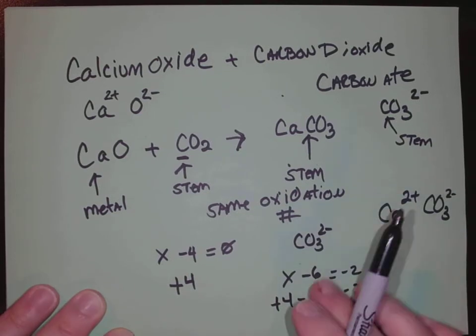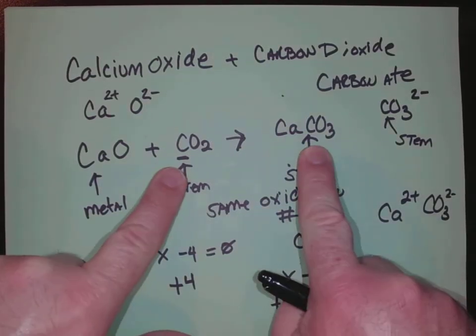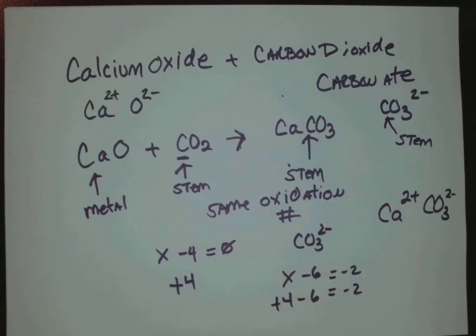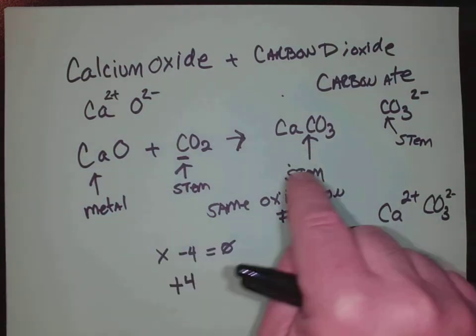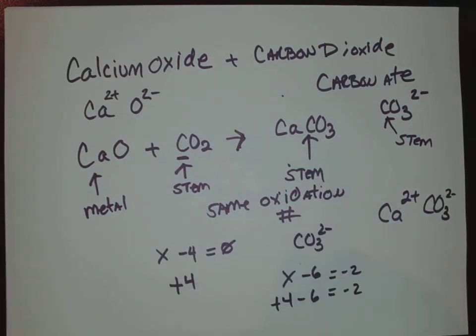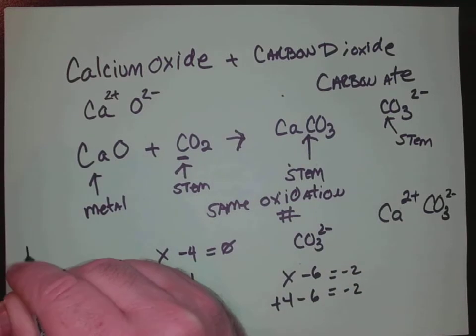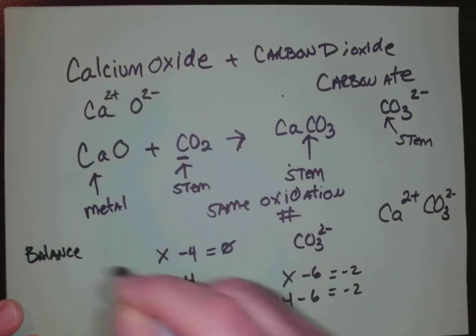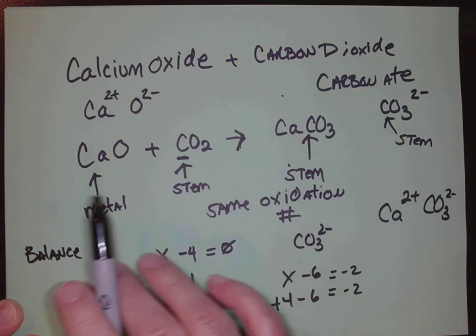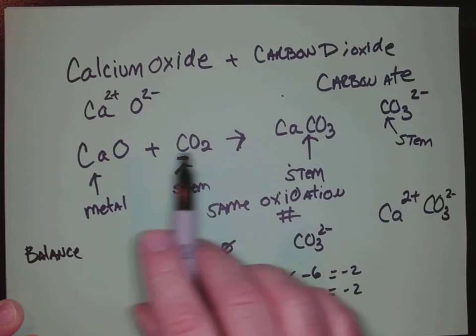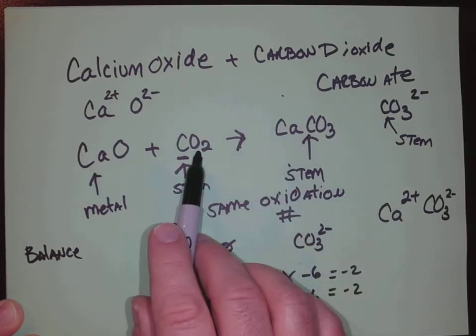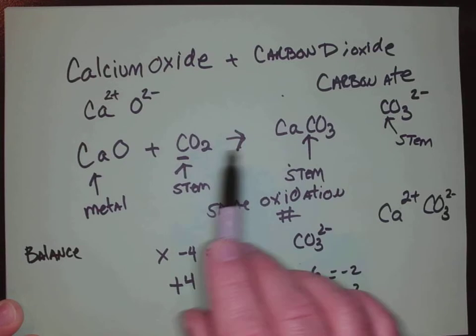So our oxidation numbers are the same. That's telling me that I did it right of both stems. All right, now we do have to go balance it. Okay, so that has to happen. In this particular reaction, I believe this is balanced already. You got 1 Ca, 1 Ca, 1, 2, 3 oxygens, and 1 carbon.